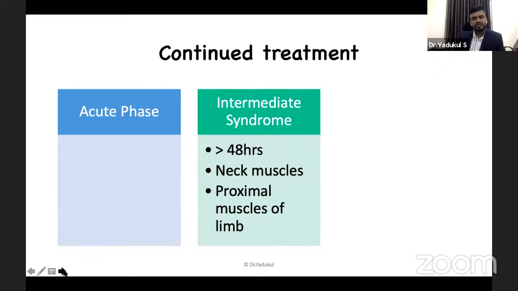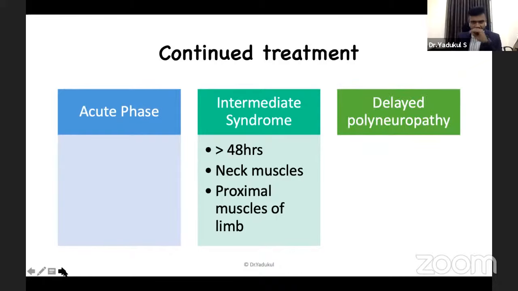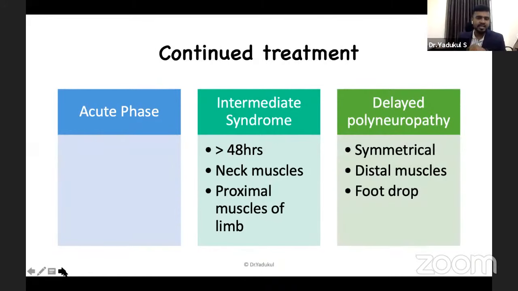In intermediate syndrome, usually the proximal muscles of the limb are involved. And the third important thing which occurs in OP poisoning is delayed polyneuropathy. The major difference between intermediate syndrome and delayed polyneuropathy is that in delayed polyneuropathy, you have symmetrical distal muscle involvement and it usually presents with foot drop.